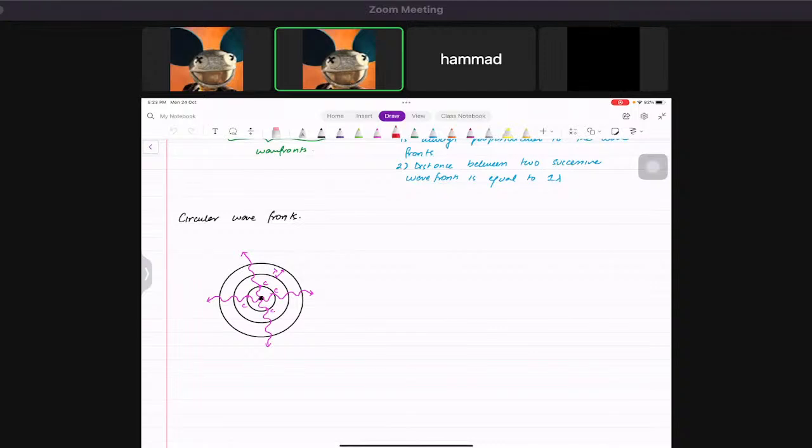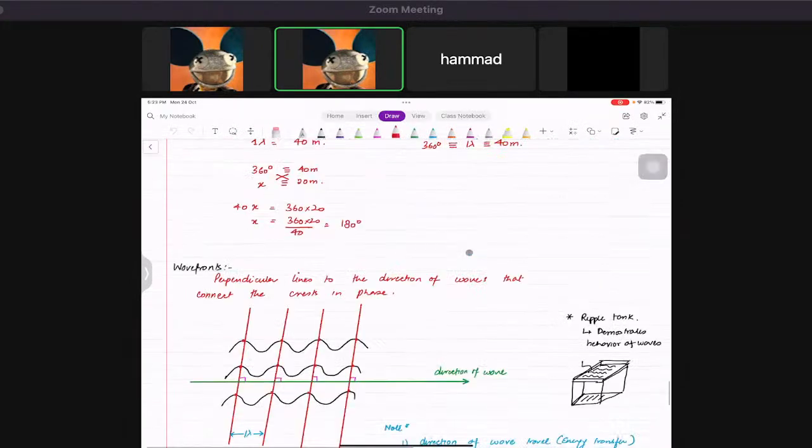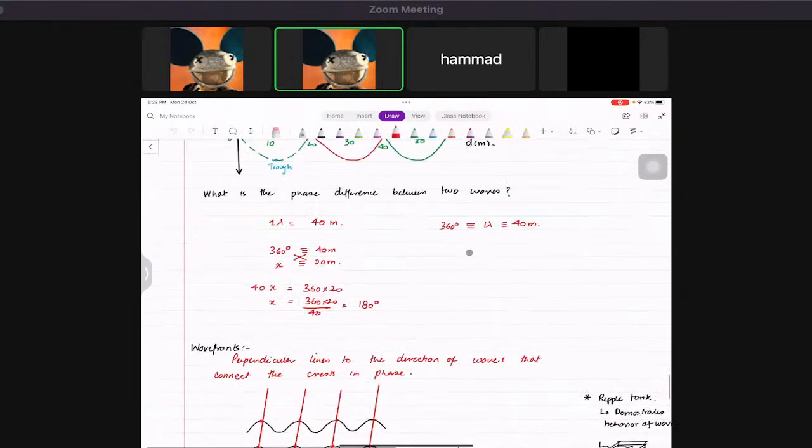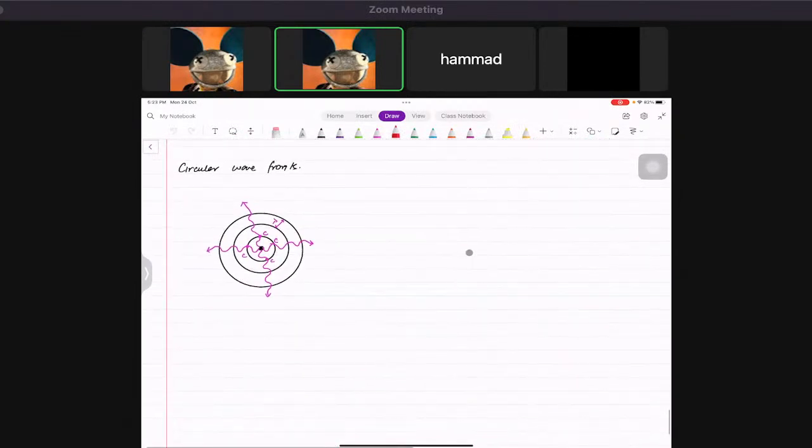Till the wavefronts, and we did phase and phase difference. Very good. Okay. So speaking about that, let's go forward and check out what we have.